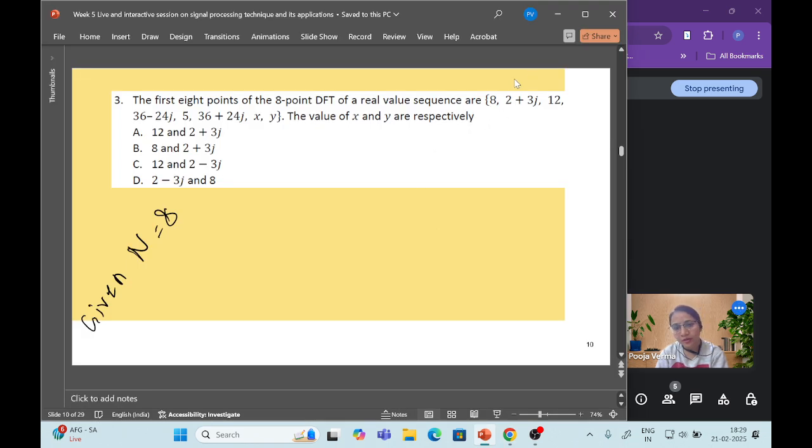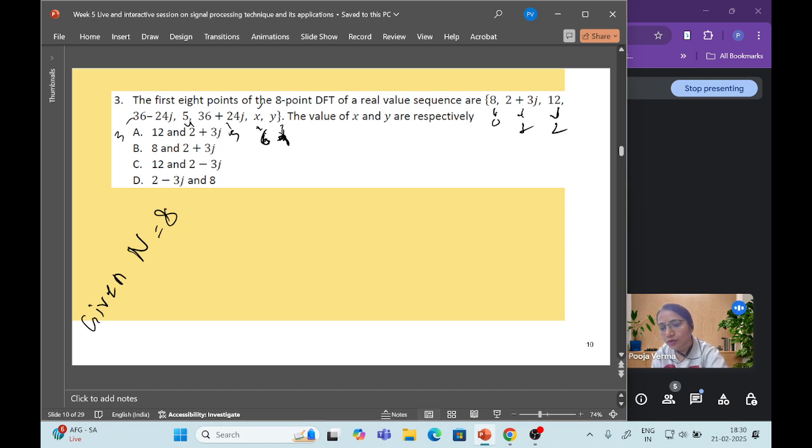Here it is given n is equal to 8 points, and 8 points are given. That means the positions are 0th, 1, 2, 3, 4, 5, 6, 7. So we first need to find the values at the 6th and 7th positions. Whatever value comes at the 6th position is x, and whatever value we get at the 7th position is y.